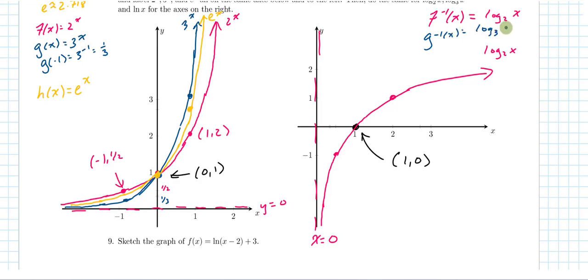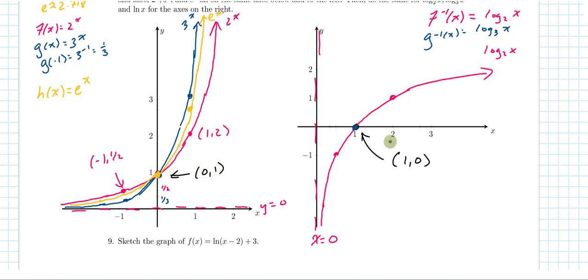Okay, so now let's go ahead and look at g inverse of x, which would be equal to the log base 3 of x. So it's going to pass through the ordered pair (1, 0). Now that doesn't roll off the tongue, but log base anything of 1 is equal to 0. That's the same as the fact anything to the 0th power is 1.